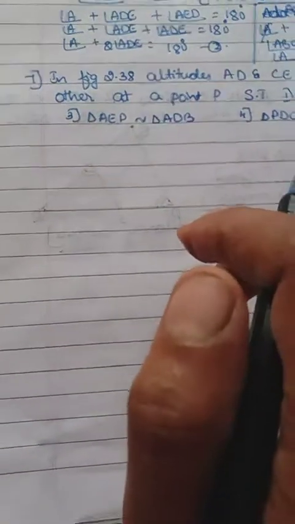Next we have to move to the seventh sum. Actually it is very easy. Figure 2.38, altitudes AD and CE of a triangle. We will continue the seventh sum from the next period. Thank you all.